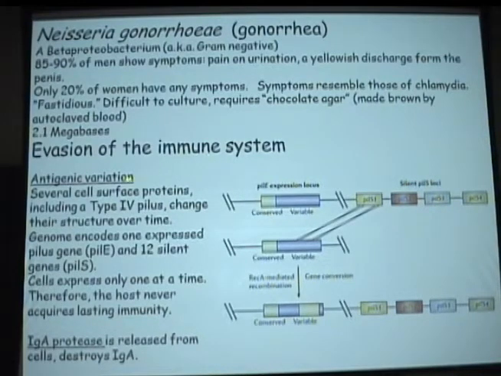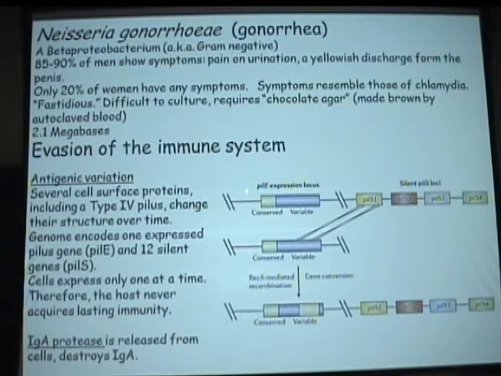Okay. An important thing about this bug is one of the reasons it's so successful is that its cell surface keeps changing. What's the name of the lizards that keep, chameleon. It's like a chameleon. This is the best described example. It has a pilus. It has a type 4 pilus. We've seen type 4 pili a lot. What's unusual about this type 4 pilus is the following.